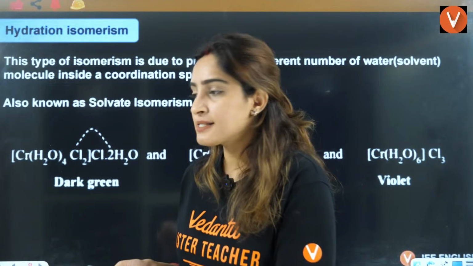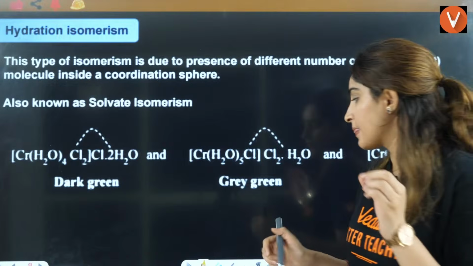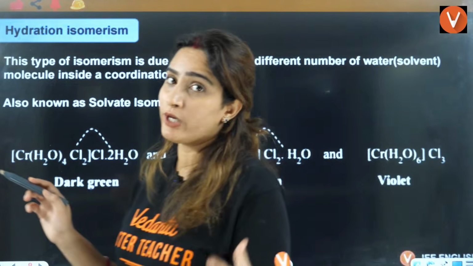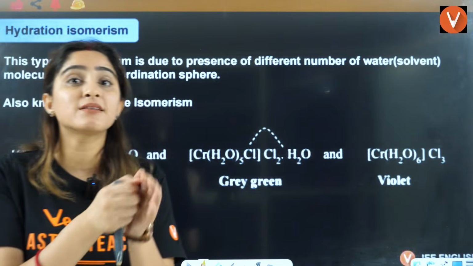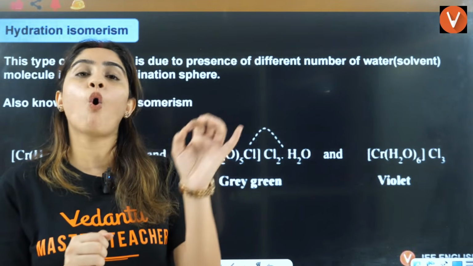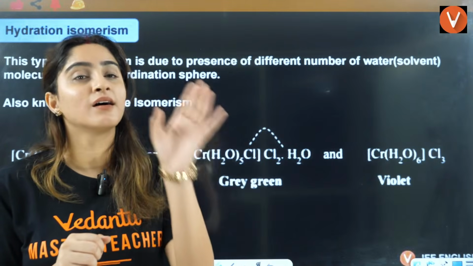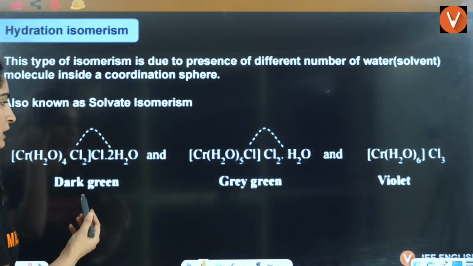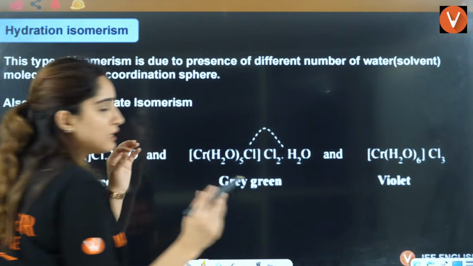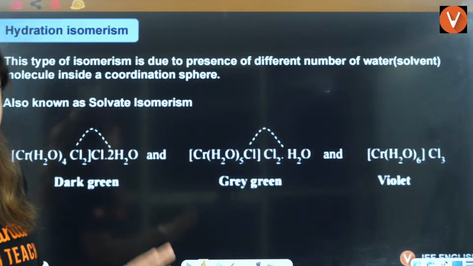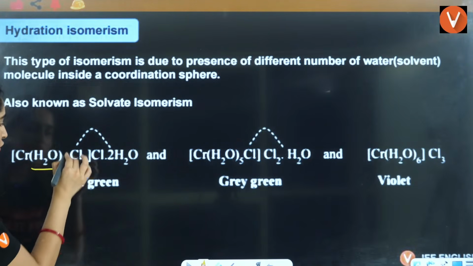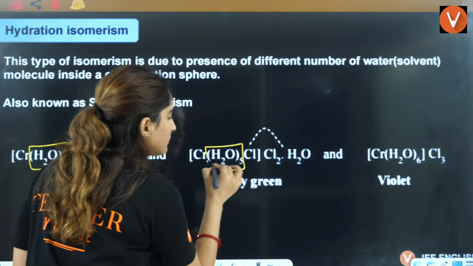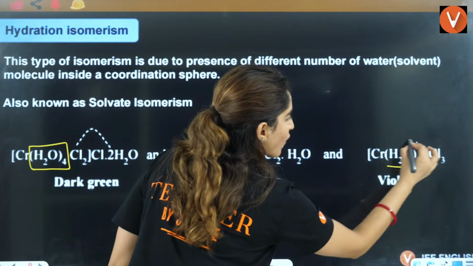Second category is hydration isomerism. In hydration isomerism, there are some water molecules which will behave as ligands and will also behave as water of crystallization, right? So if you see this one, this one, and this one, these three are hydration isomers. Here you have 4 water, here you have 5 water, and here you have 6 water.